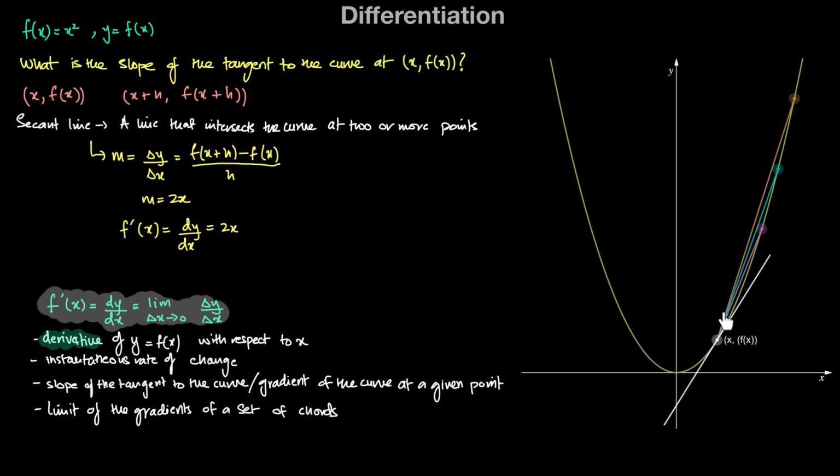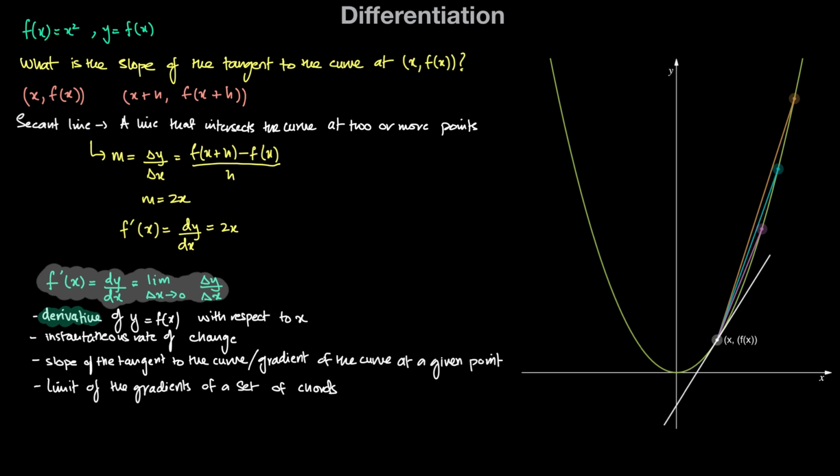If we look at the gradient of the chord that connects these 2 points, and we move this point closer to the point x comma f of x, we see that the gradient of the chord is closer to the gradient of the tangent. We move it even closer, and again the gradient of the chord is even closer to the gradient of the tangent. And when the distance between the 2 points is negligible, when delta x is almost equal to 0, we can say that the gradient of the chord is equal to the gradient of the tangent at the point x comma f of x, or that it is equal to the gradient of the curve at the point x comma f of x.